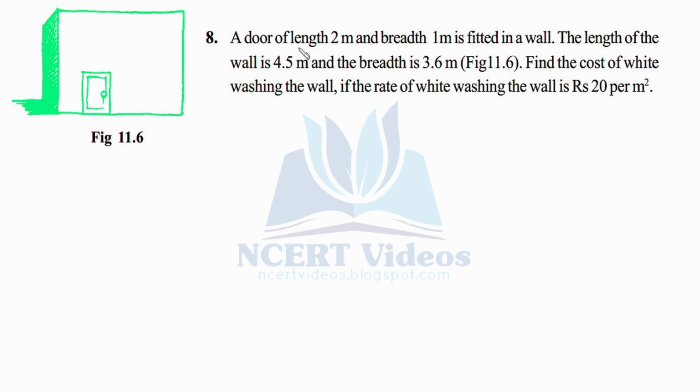Question 8. A door of length 2 meter and breadth 1 meter is fitted in a wall. The length of the wall is 4.5 meter and the breadth is 3.6 meter. As you can see in the figure as well, find the cost of whitewashing the wall if the rate of whitewashing the wall is rupees 20 per meter square.